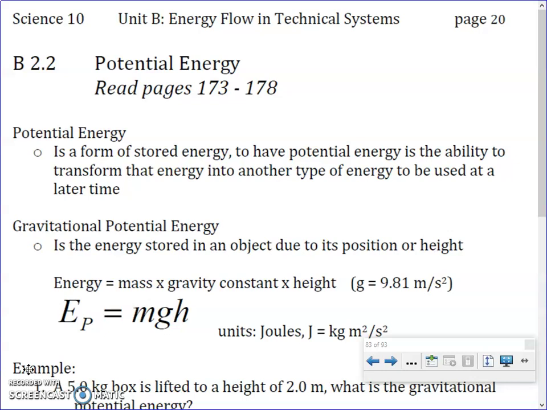Okay, so potential energy. That's a form of stored energy. Potential energy is the ability to transform that energy into another type of energy to be used at a later time. Such as if you lift an object and then you drop it down onto something else. It's going to pick up speed as it falls and eventually do work on crushing whatever's down below.